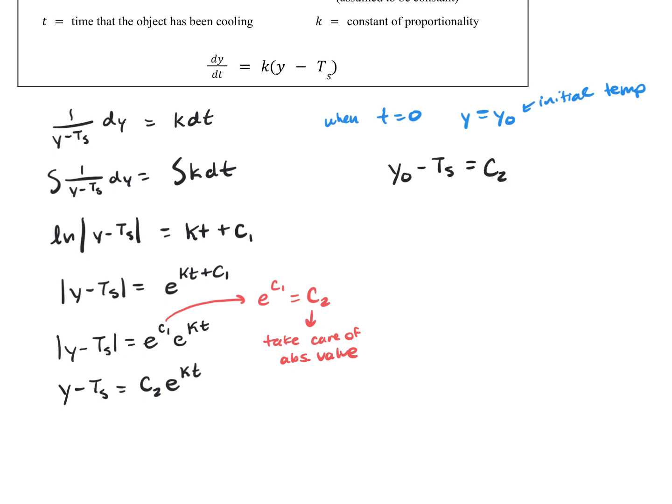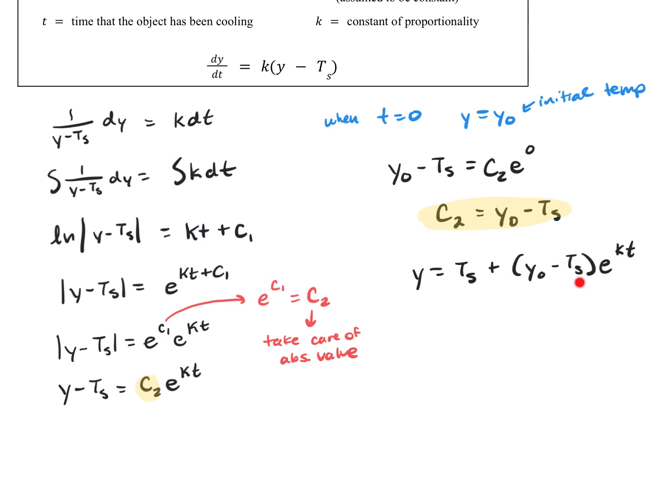So c sub 2 times e to the power of 0, and that allows us to solve for c sub 2. So it's just y naught minus t sub s. So it's the initial temperature minus the surrounding temperature. So I can substitute for c sub 2 right here, and then I can finish solving for y. I'm also going to add t sub s to the other side. So I end up with y equals t sub s plus y naught minus t sub s times e to the power of kt.